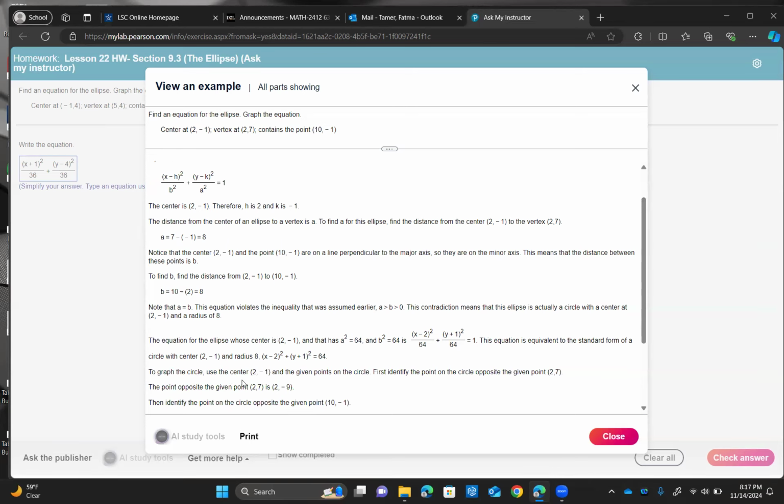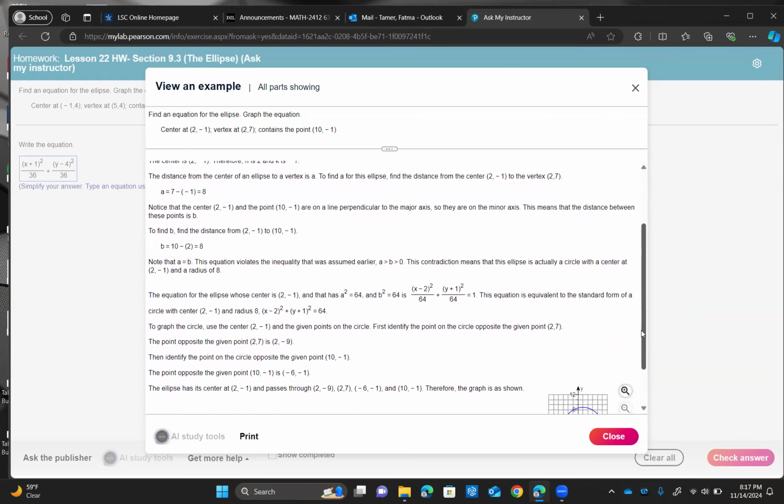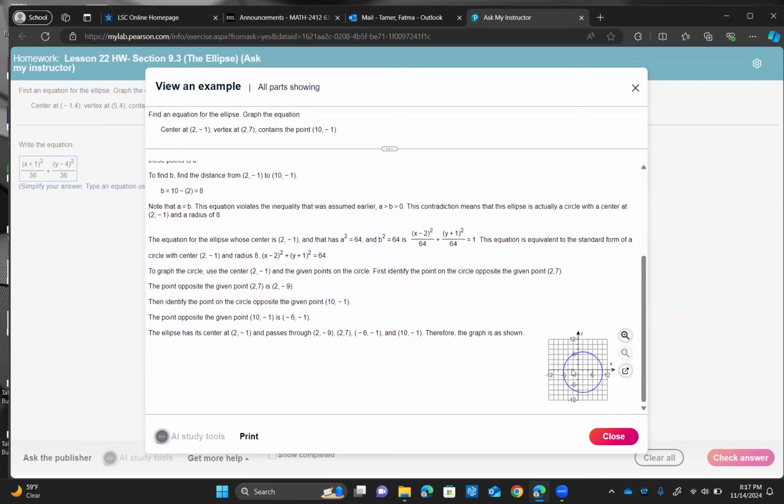To graph the circle, you can use the center (2, negative 1) and the given points on the circle. Again, for the graphs, you can always use the Desmos calculator, and you can also find the equation there. This means that all circles are ellipses, but not all ellipses are circles. This is how you're going to handle this question: find the a and b values, and if a is equal to b, your ellipse just becomes a circle.